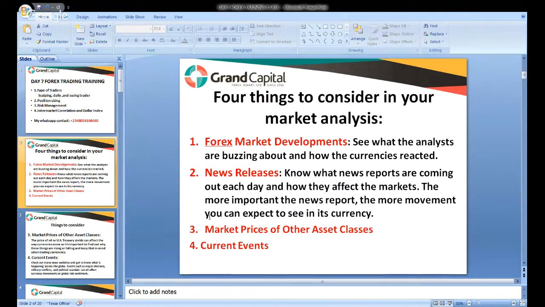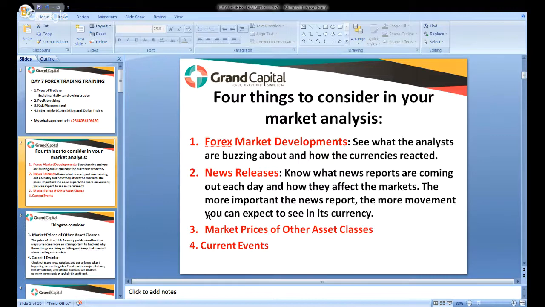So the same thing applies to forex markets. What are the developments? What are the news? Like we talk about the trade agreement between US and Canada, which is a great development. Those are the things that the analysts will always come up with concerning some currency. So you check the reaction of the market based on those analyst information. That is one of the things that you consider.